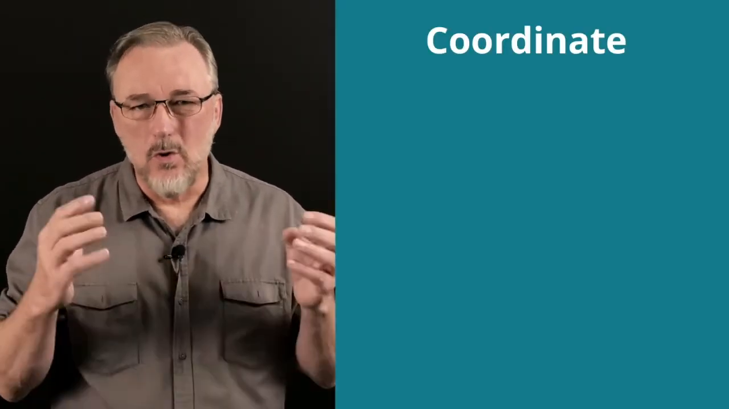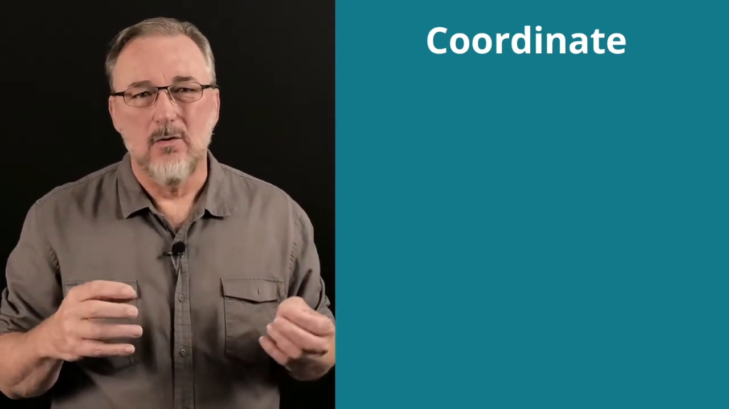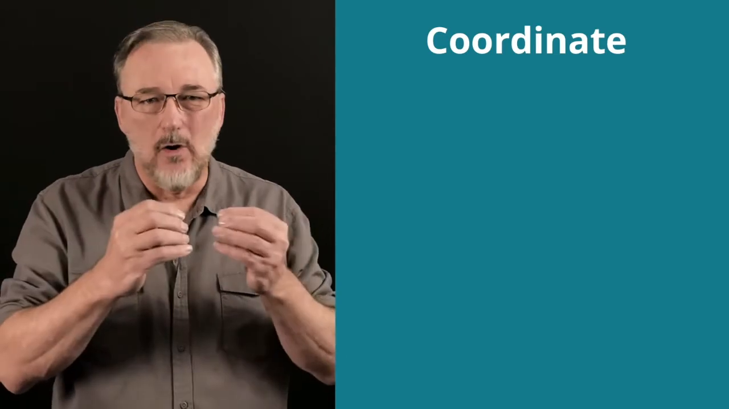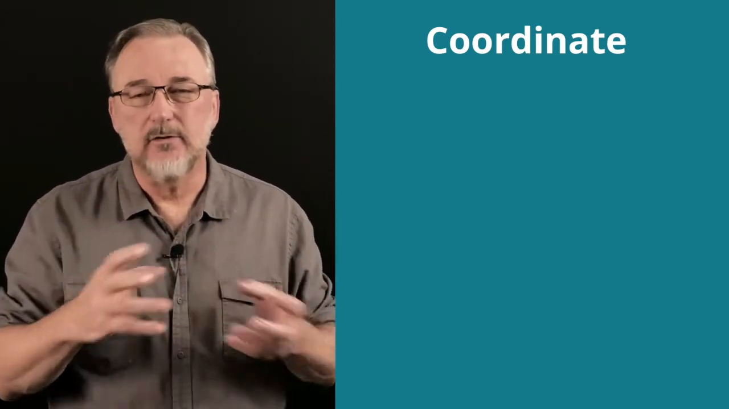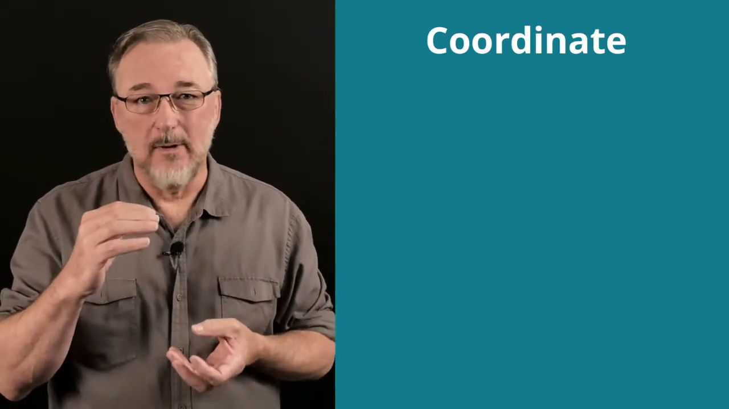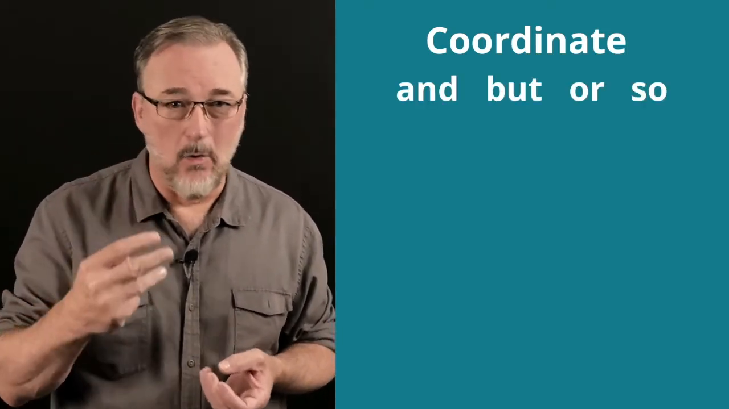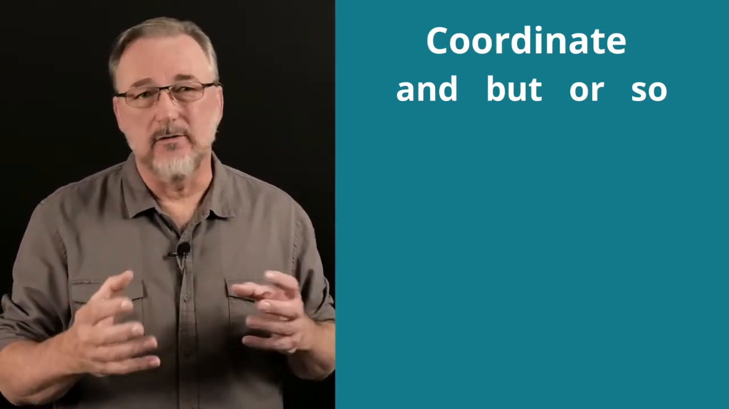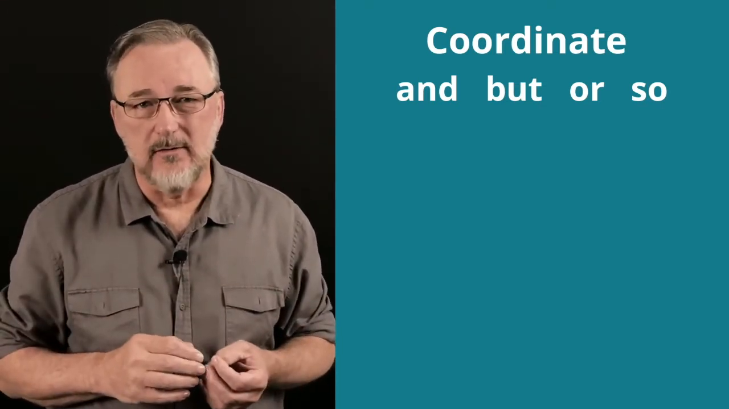Next one is to coordinate the two parts. Coordinate means that you're using coordinating conjunctions to join the two clauses. This is a small class of words. There are only 7. The most common are and, but, or, and so. You would choose one of these according to the relationship between the two parts of your sentence.